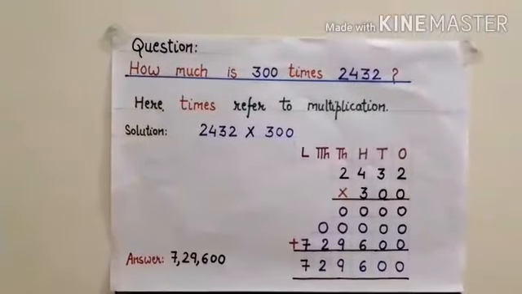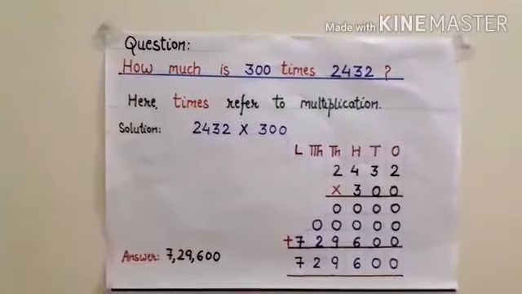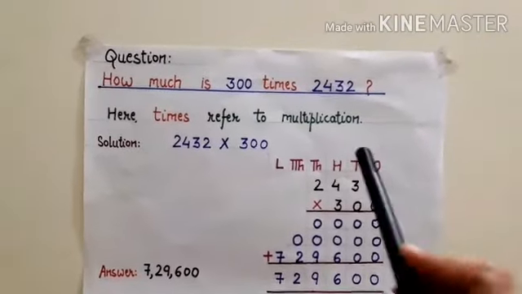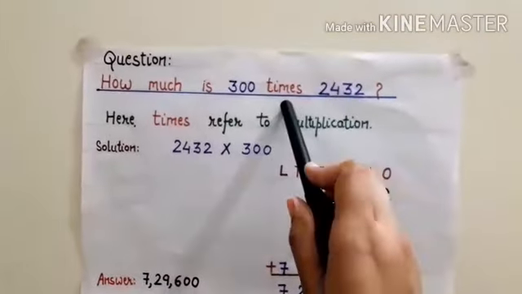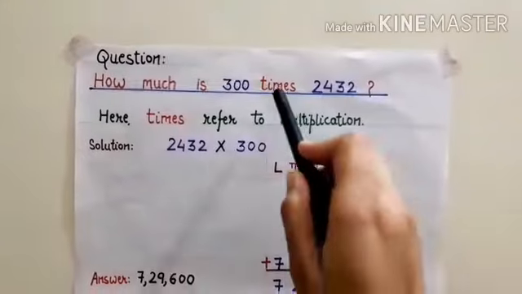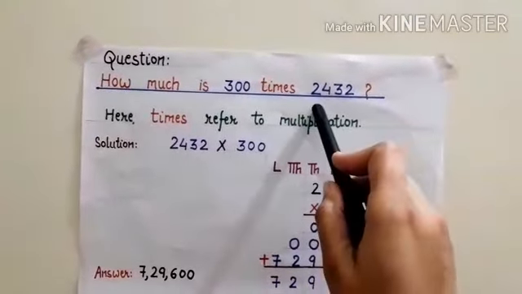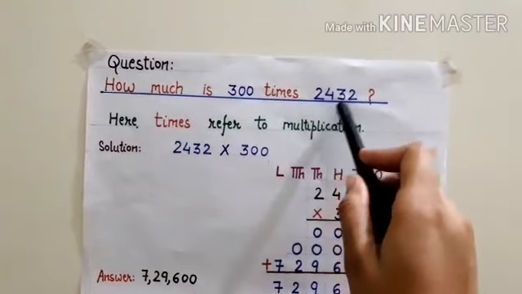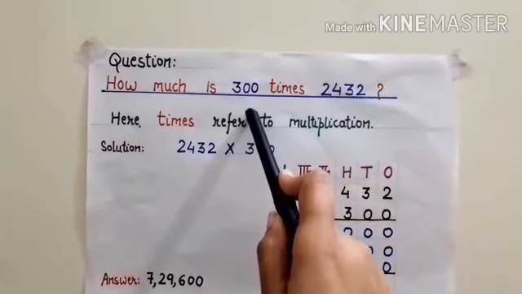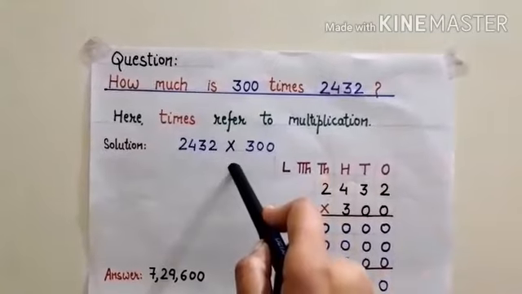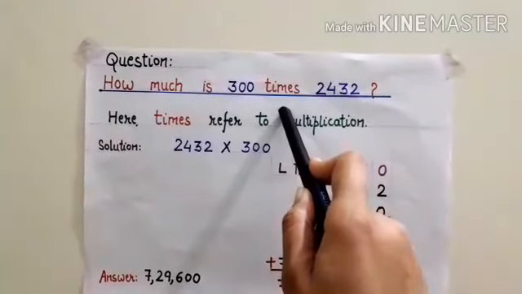Let's do another question. If a question comes, how much is 300 times 2432? So children, here times means multiplication. Times refers to multiplication. It means that in this question you have to multiply 2432 by 300. So it means that here multiplication refers to times.